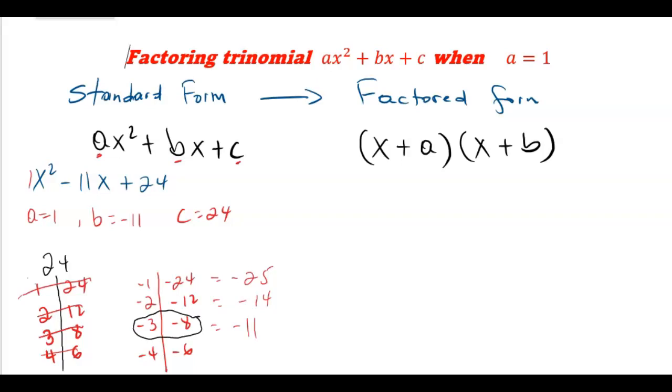Now, to write your answer, you're going to have 1x here, 1x here. Then the two numbers that need to go there are negative 3 and negative 8. Notice it's not always plus. Both can be plus, both can be negative, or one can be plus and the other negative. In this case, both are negative. So x minus 3, x minus 8 is the factored form for the standard form x squared minus 11x plus 24.